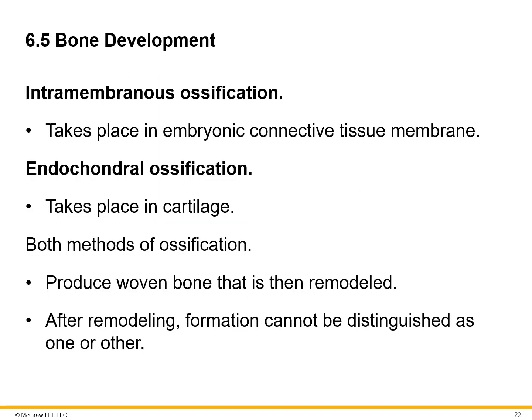All right, so how does our bone develop? We'll talk about intramembranous ossification and endochondral ossification. The intramembranous takes place in the embryonic connective tissue. Endochondral is in the cartilage. Both of them go through ossification, as the name implies, to make that woven bone initially that's then remodeled into that lamellar bone after the remodeling that takes place.